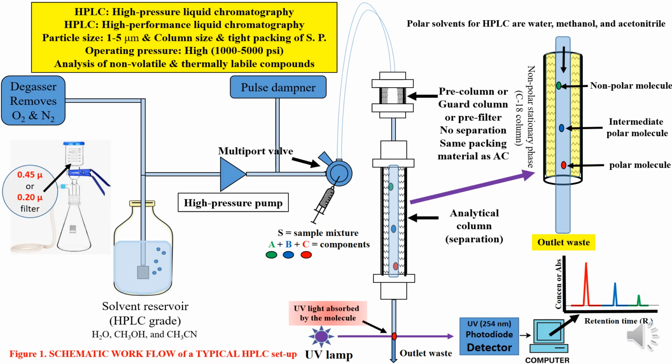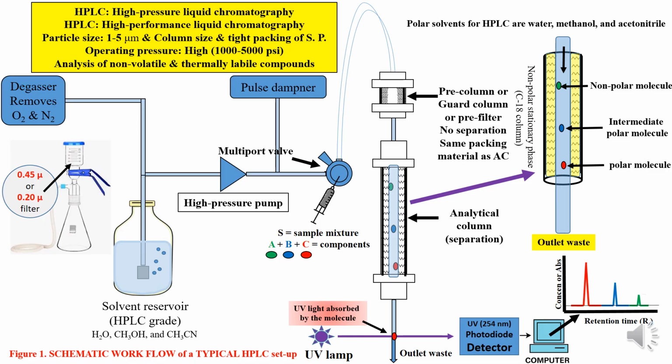Now HPLC is a powerful analytical technique which is used for analysis of non-volatile and heat sensitive compounds, which are called thermally labile. Now this technique is named high pressure liquid chromatography or high performance liquid chromatography. It is named high performance liquid chromatography because of its superior performance as compared to conventional column chromatography, and also because of its high resolution power as compared to conventional column chromatography.